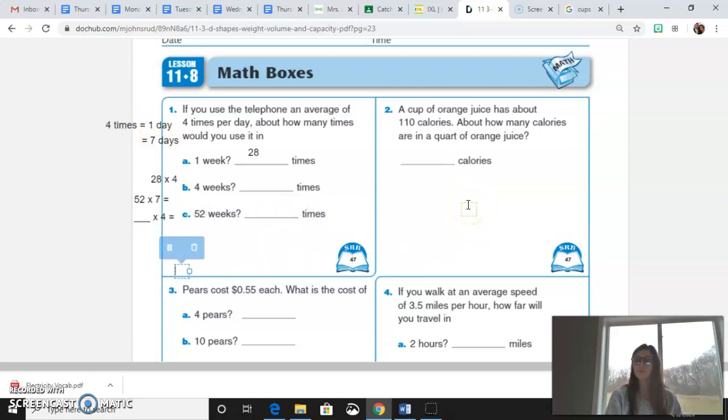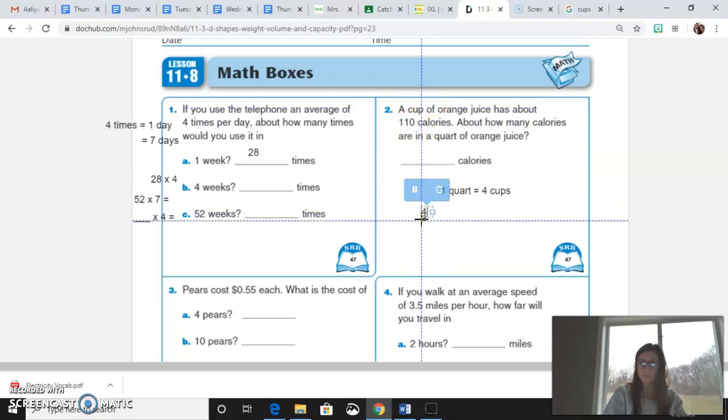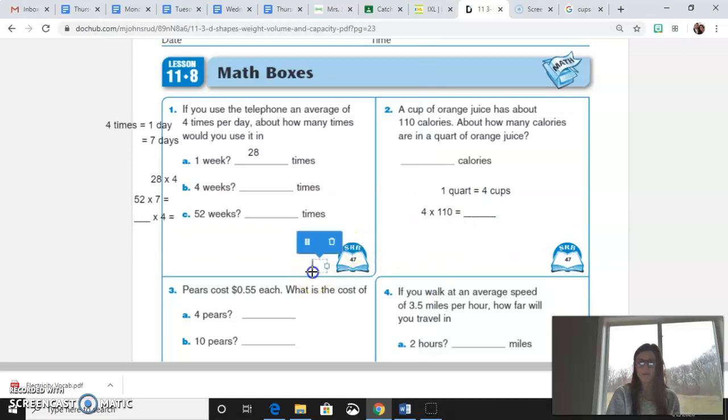Number 2, a cup of orange juice has about 110 calories. How many calories are in a quart? So I'm going to tell you that in every quart, so 1 quart, there are 4 cups. So if in each cup you have 110, you're going to need to take 4 cups times 110 calories to figure out how many total calories there are in a quart, okay? So that's how you figure out that one.